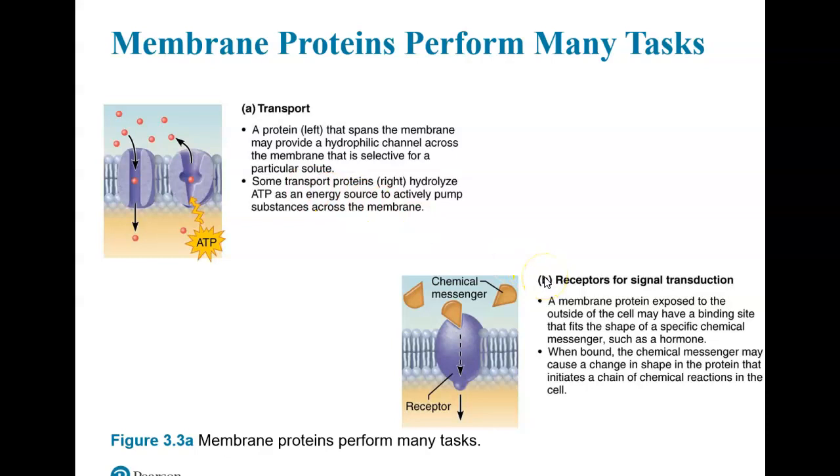Okay. Then we have receptors for signal transduction. That means that the protein itself will be the receptor, and then it'll allow for a messenger to attach to the receptor. That messenger can be either a neurotransmitter or a hormone. When that messenger attaches to the protein, the protein changes shape, and then that will also allow for things to either enter the cell or exit the cell.